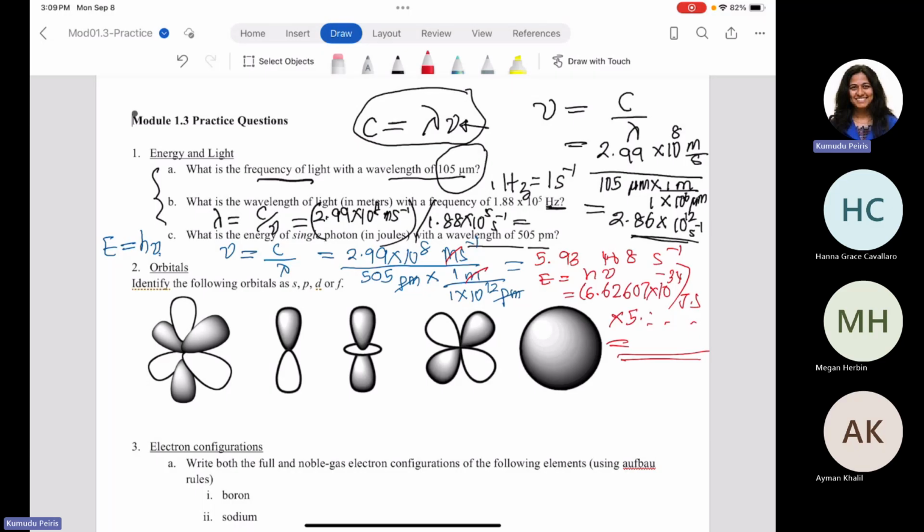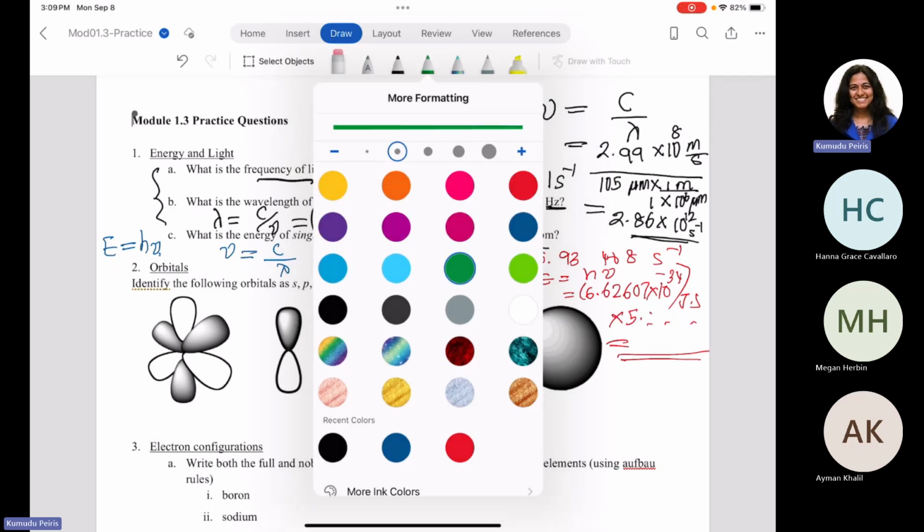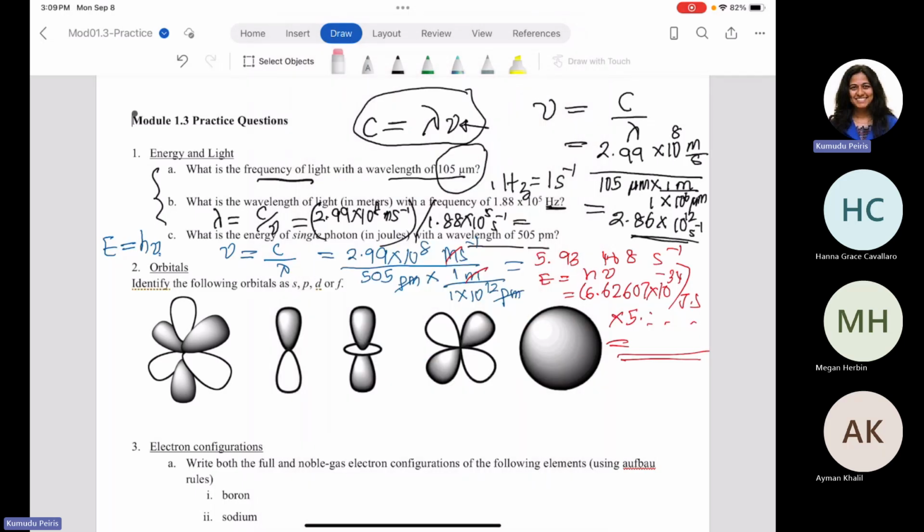Now we will talk about the different orbitals. You are given the different shapes of the orbitals, and you are asked to identify these. This is an S orbital. S is like a globe. The shape is a globe, and that's the S. And this is the P orbital, dumbbell shape. That's the P orbital.